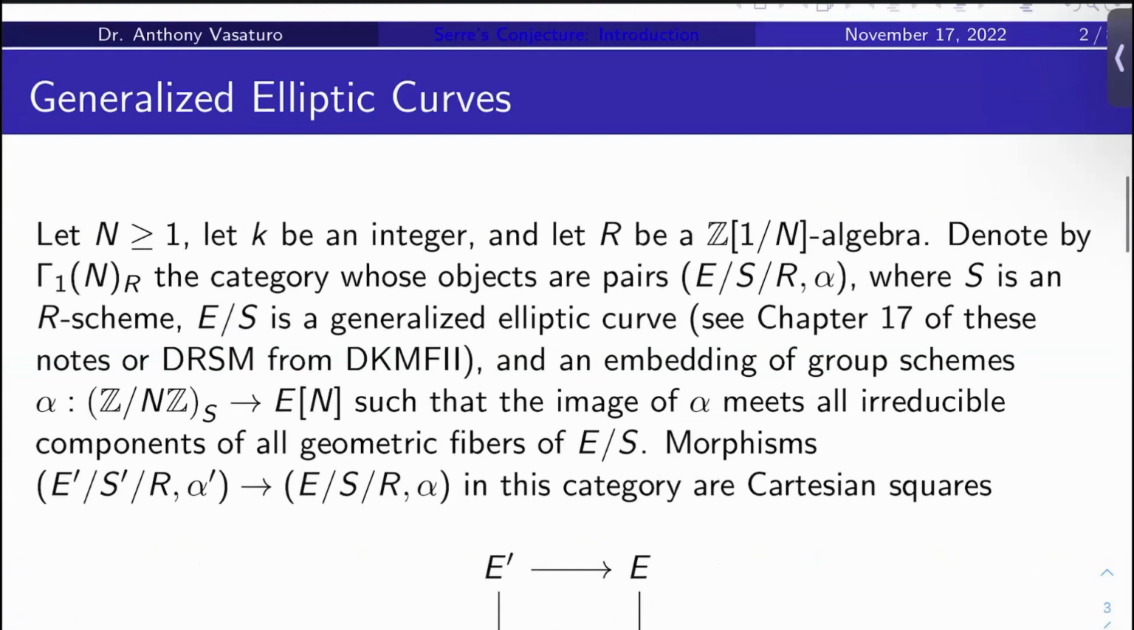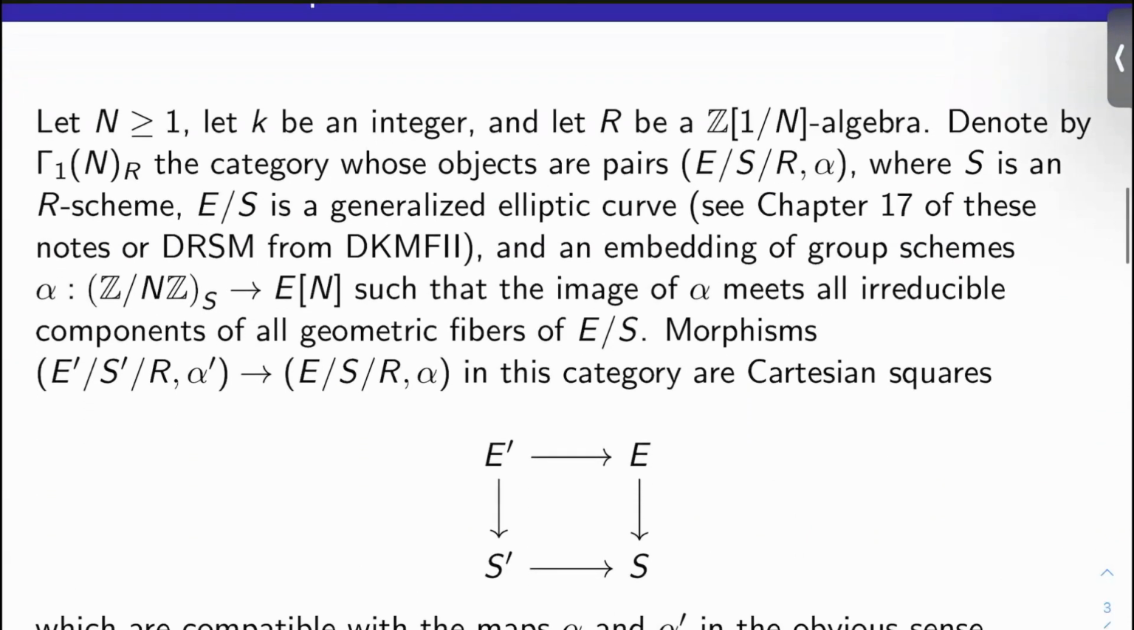All right, so what do you need to get into this? First of all, you need to know a little bit about generalized elliptic curves. Let's let n be an integer at least 1, and let's let k be an integer. And let's let R be a Z adjoin 1 over n algebra. So I want to be able to invert n. Denote by Gamma_1(n)(R) the category whose objects are pairs (E/S/R, alpha), where S is an R-scheme, so it's a scheme equipped with a structure map to R. And E/S is what we call a generalized elliptic curve.